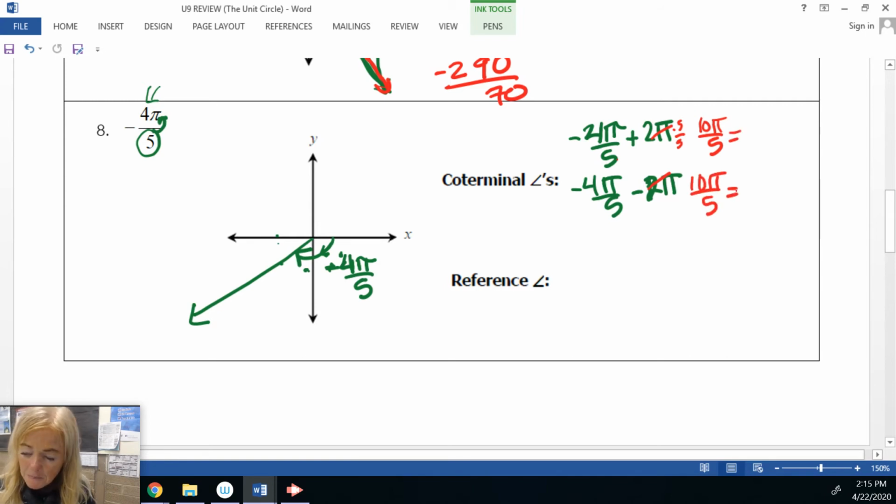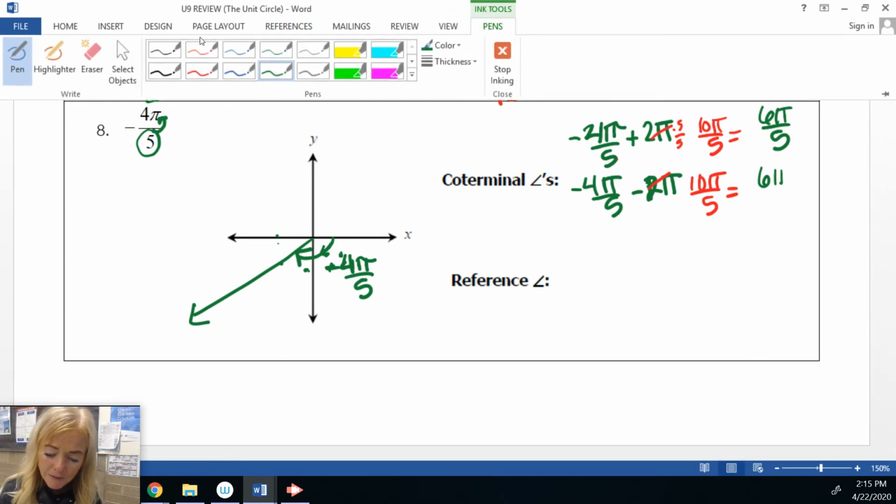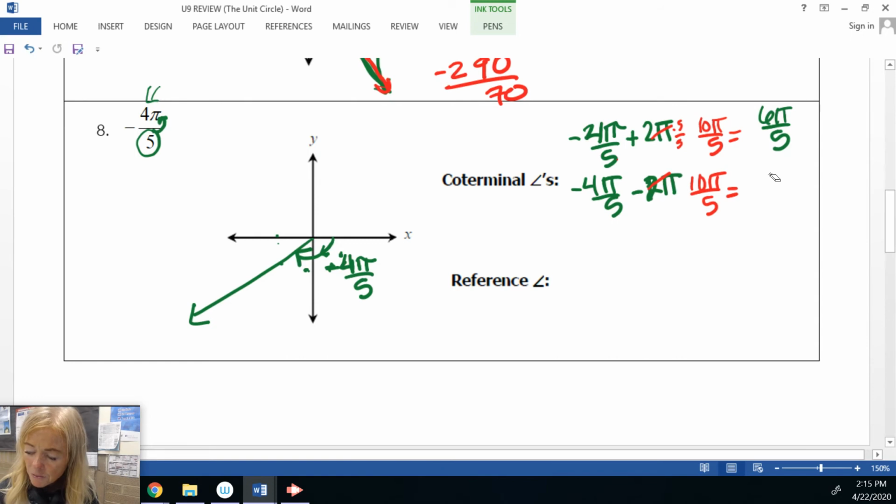All right, so negative 4 pi over 5 plus 10 pi over 5 is 6 pi over 5, and negative 4 pi over 5 minus 10 pi over 5 is negative 14 pi over 5. So it's subtracting, we get negative 14 pi over 5.